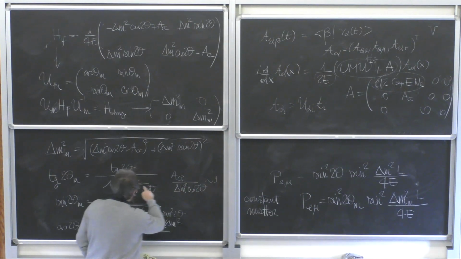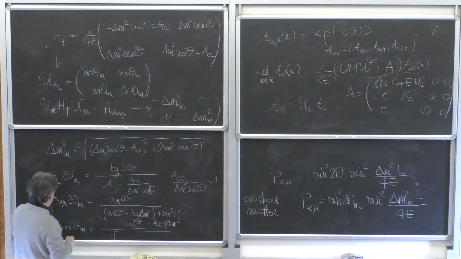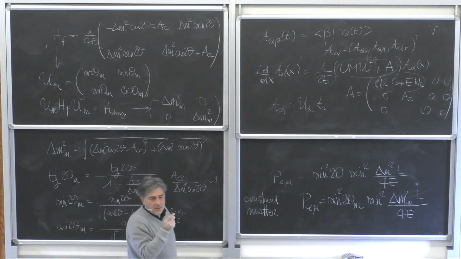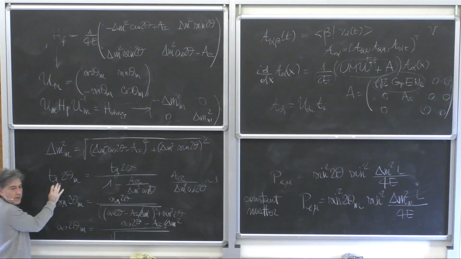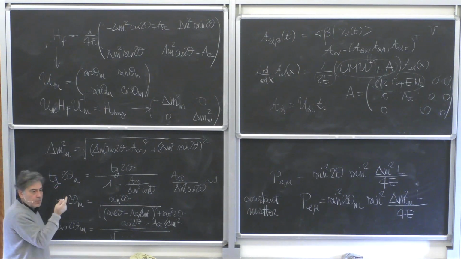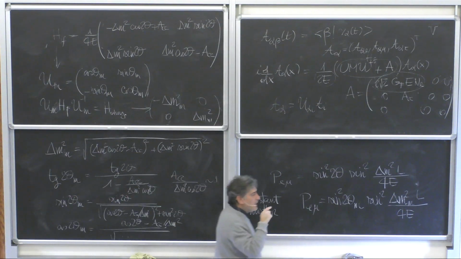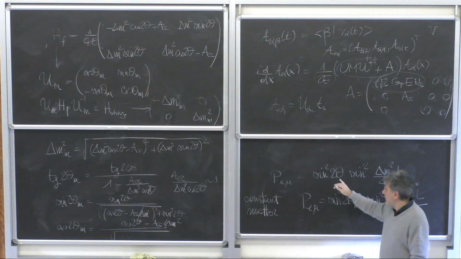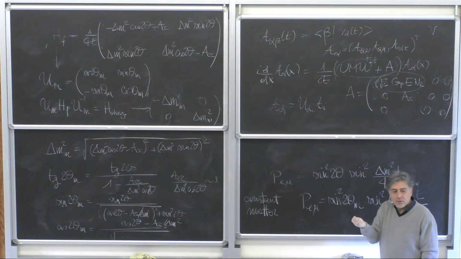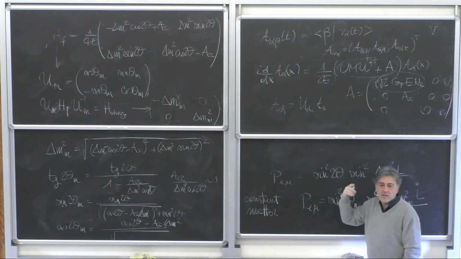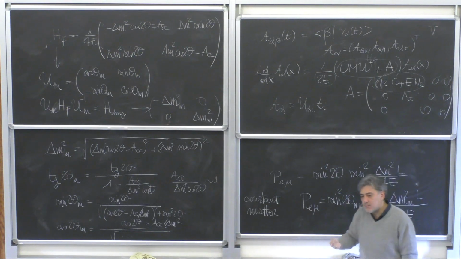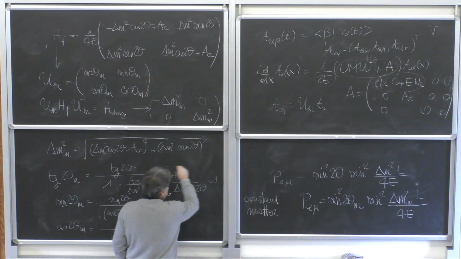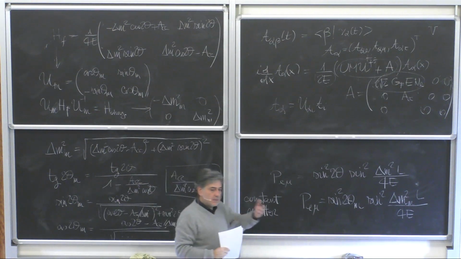When this is true, this goes to 0, and tangent of 2 theta m goes to infinity. This means that 2 theta m goes to pi over 2, and theta m goes to pi over 4. And if you look at the oscillation probability, if the mixing angle is pi over 4, this is pi over 2, the sine is 1. So you have maximal oscillation probability. So when this condition is met, you have a resonance.